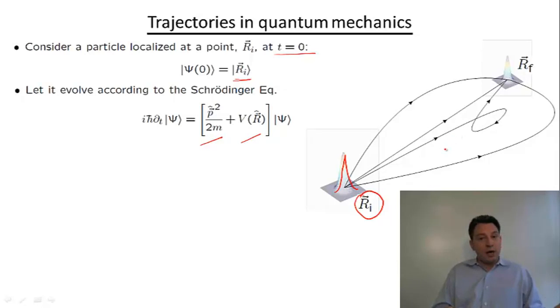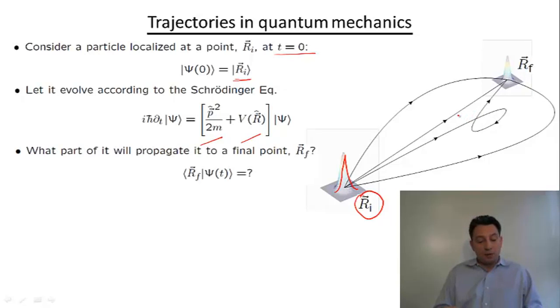Now, the question that we're going to ask, and which brings us to this notion of a propagator, is what part of this particle will propagate to a certain final point r sub f. Or, in other words, what part of this spread out wave packet will be located near this point. And this mathematically implies calculating the overlap between the final wave function psi of t, which again is governed by the Schrödinger equation, and |r_f⟩, which describes a wave packet near some other final point.